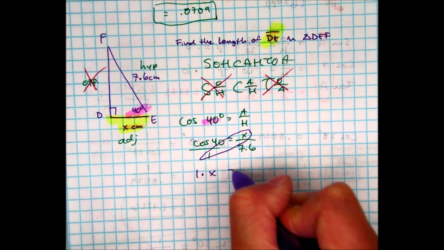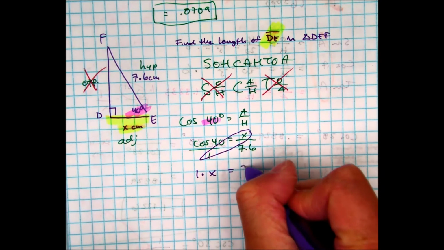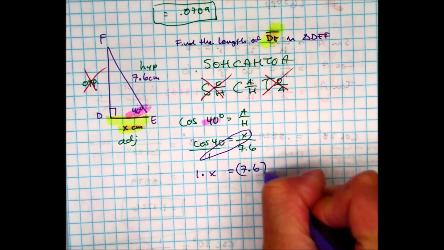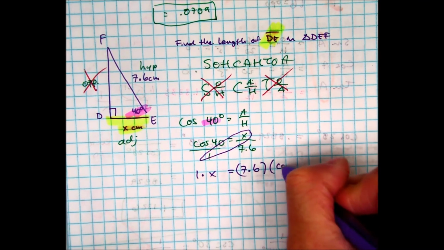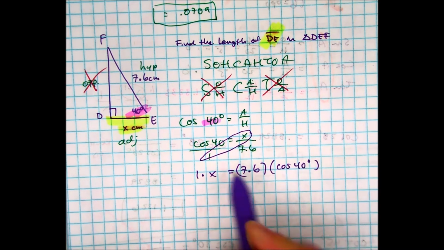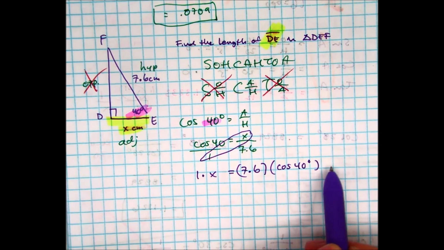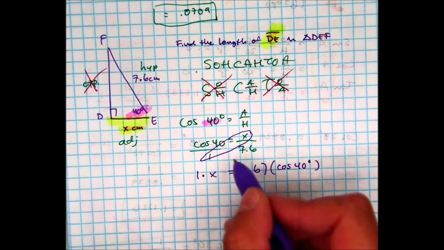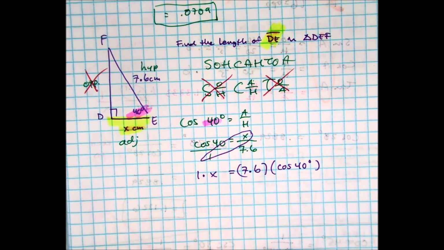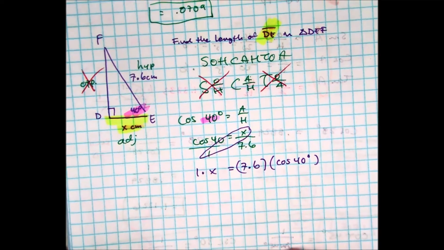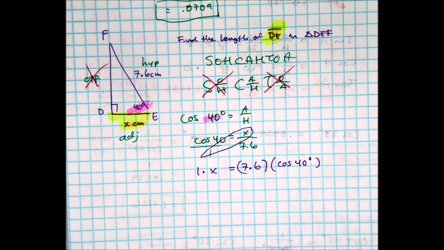1 times x equals, pay attention, 7.6 times cosine of 40. Now it's okay if you put 7.6 over here, but I don't want you to be tempted to multiply 7.6 times 40 degrees. Here's my calculator ready equation. Notice I haven't used my calculator yet. Now I can pull it out.